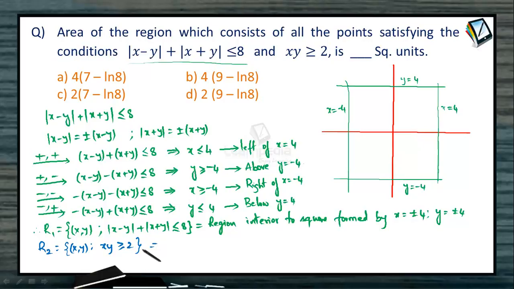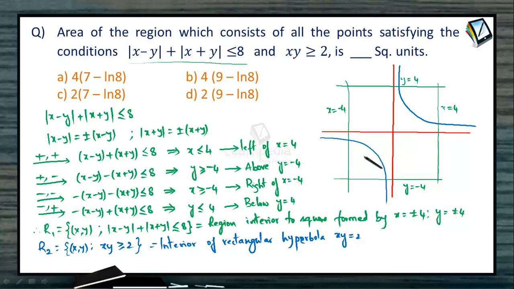This is a region which is easy to identify. x into y equal to 2 is a rectangular hyperbola. So x into y greater than or equal to 2 would be the interior of the rectangular hyperbola. The curve would be in the first quadrant or in the third quadrant. So the region bounded by this is the interior of the rectangular hyperbola, where x into y would be greater than or equal to 0, either the portion interior on this side or the portion interior on this side.